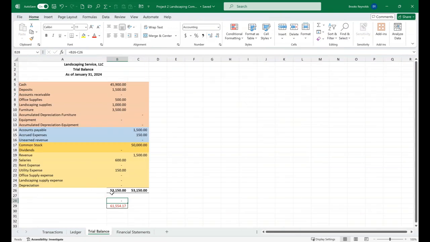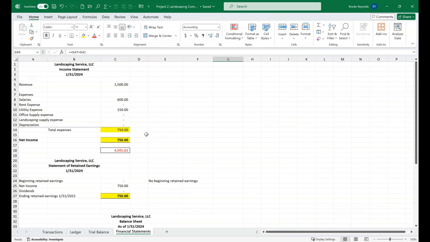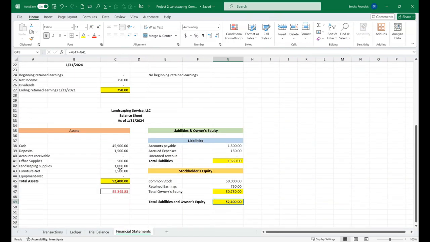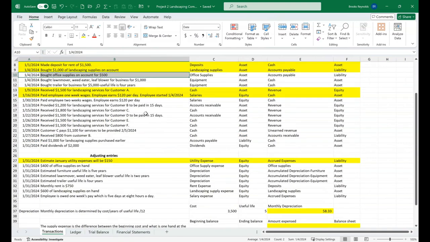Check the trial balance. Trial balance is good. And look, here we have office supplies. So now at the end of the month, okay, so let's highlight this.